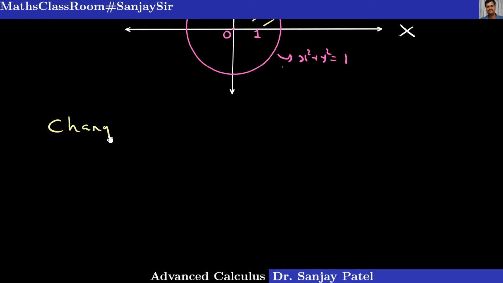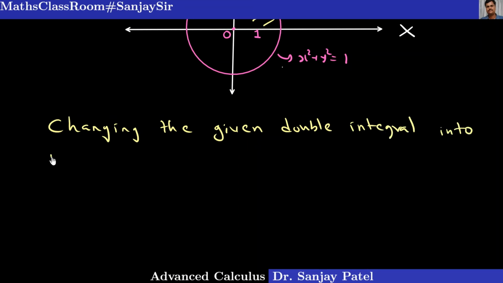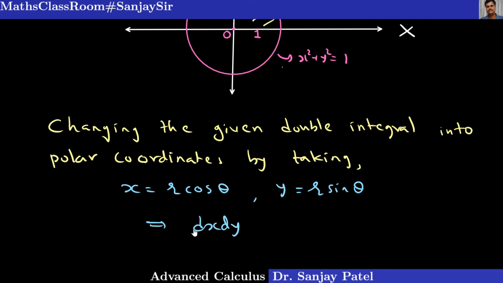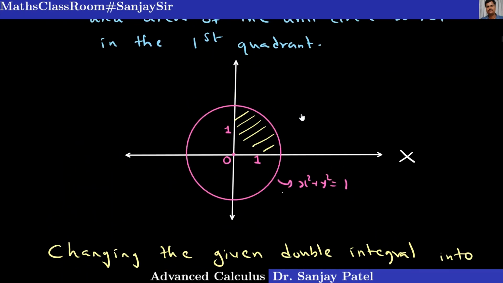So changing the given double integral into polar coordinates by taking x equal to r cos theta and y equal to r sin theta, and we know that we replace dx dy by r dr d theta.